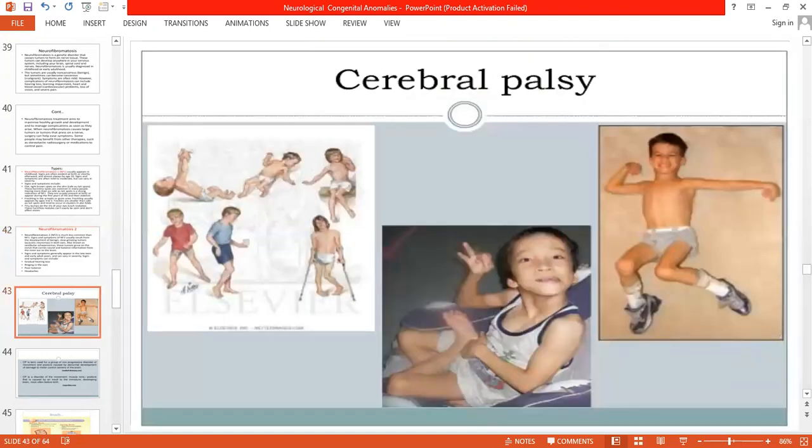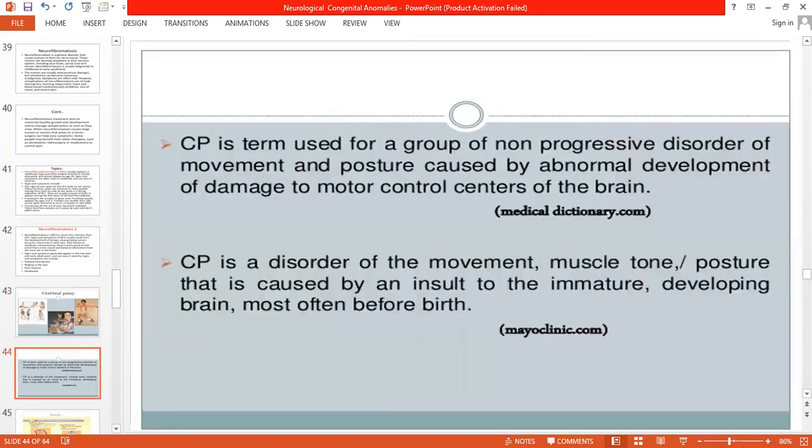Okay. Now coming to cerebral palsy, these are not children who are mimicking, they are handicapped patients. You see, cerebral palsy. There are many types of CP definition. In the medical dictionary, CP is known as a non-progressive disorder of movement and posture caused by abnormal development or damage to motor control centers of the brain.